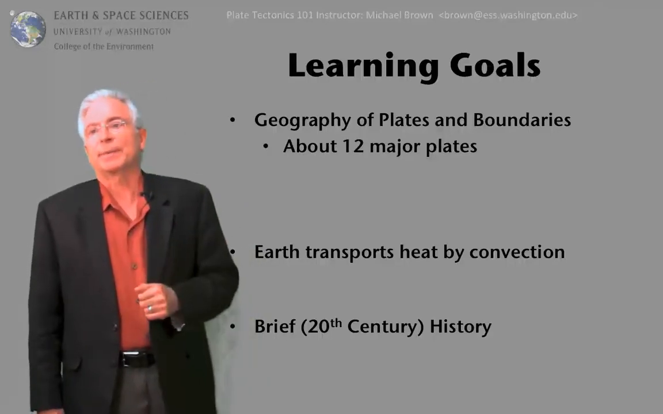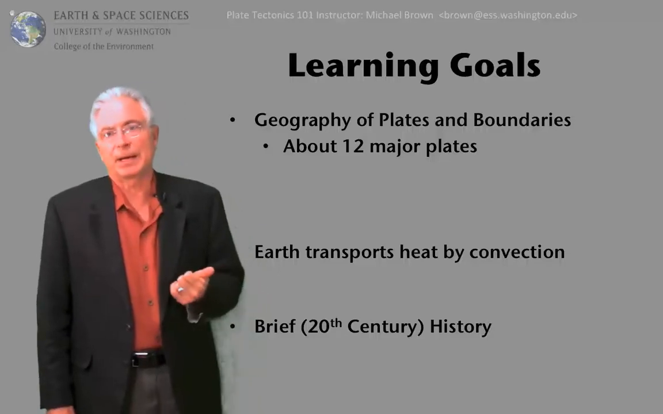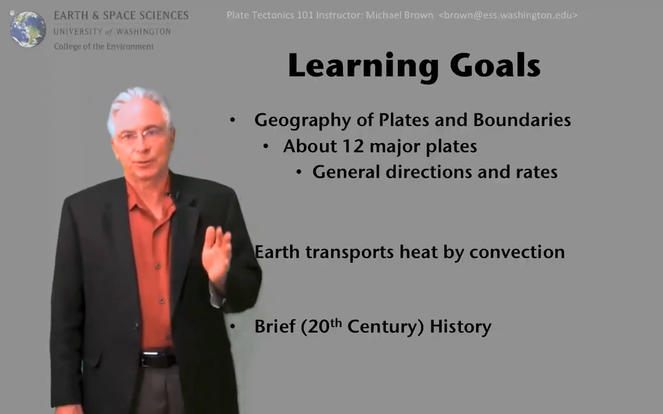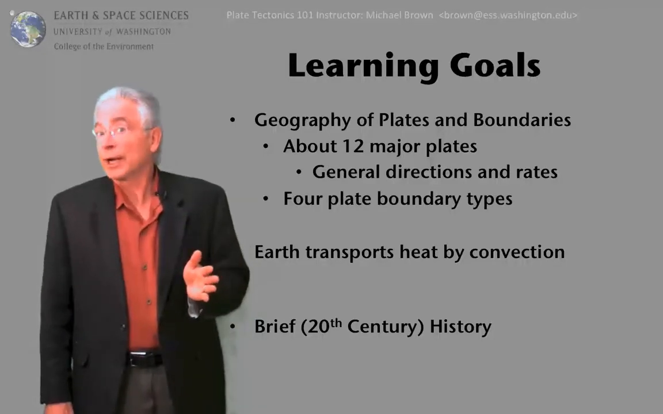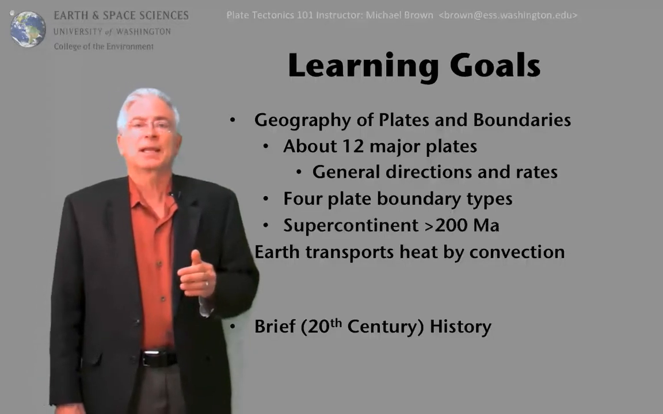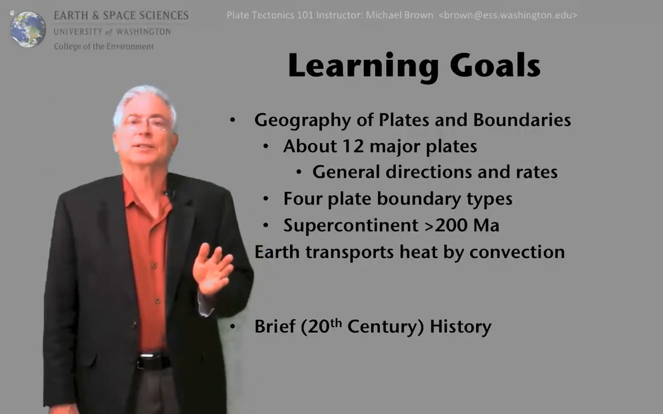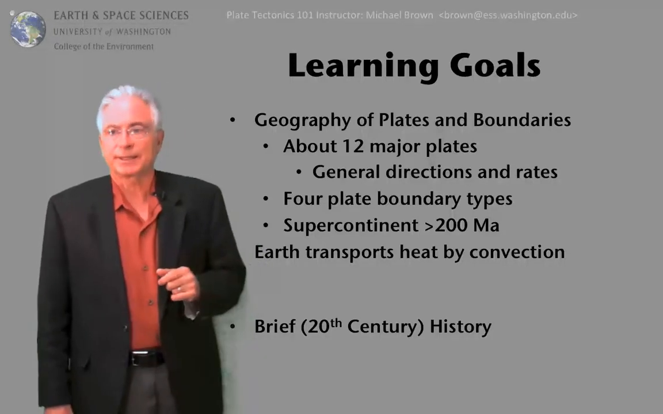So on the first topic, geography of plates, you'll need to know after this video that there are about 12 major plates, and you need to know the general directions and rates that these plates move. You need to know the four kinds of plate boundaries, and that about 200 million years ago, the continents were arranged together in a supercontinent.